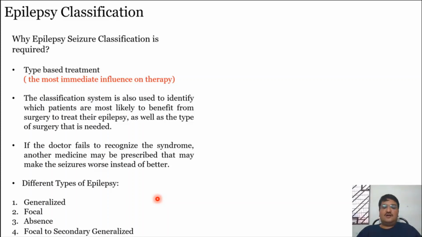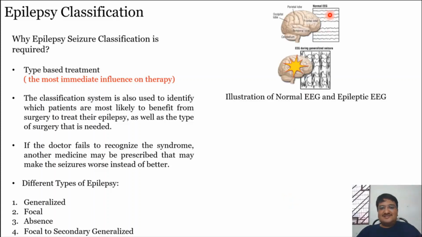So further, how do we differentiate a normal subject from epilepsy? Because like I mentioned, there will be an abnormal discharge, there will be a different form of wave, but how can we tell a normal EEG apart from the EEG taken from an epileptic subject? So this is a very nice illustrative diagram.